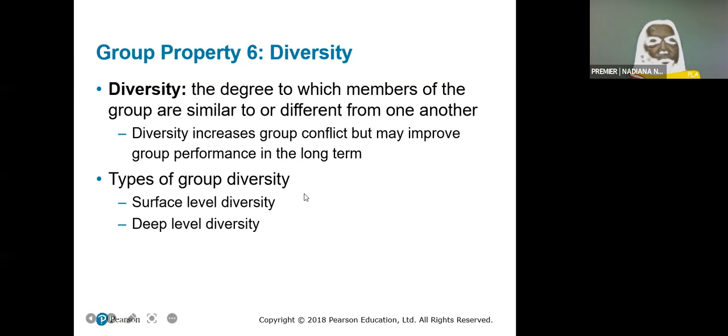Because when you have diversity of culture in the organization, where the employees come from different backgrounds and different cultures, you must manage the organization using multicultural management, okay, instead of using only one culture.